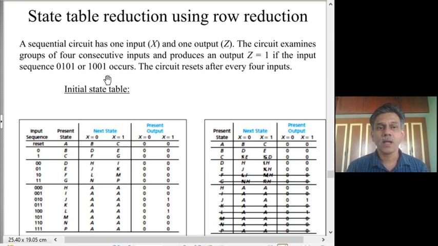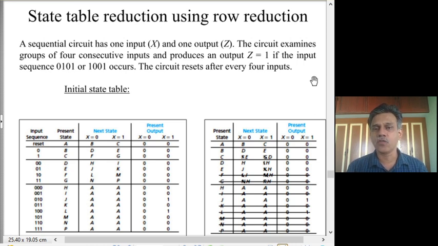Another important thing is that the circuit resets after every 4 input bits that have been received, which means that the circuit synchronizes itself with the arrival of a group of 4 bits. It knows when the first bit of a group is going to come. Then it collects 4 bits, 1 clock period at a time. At the fourth clock period, because it is a Mealy machine, it outputs a 1 or 0 based on whether the pattern has appeared or not. Then it forgets the pattern that has been received because the job is over.